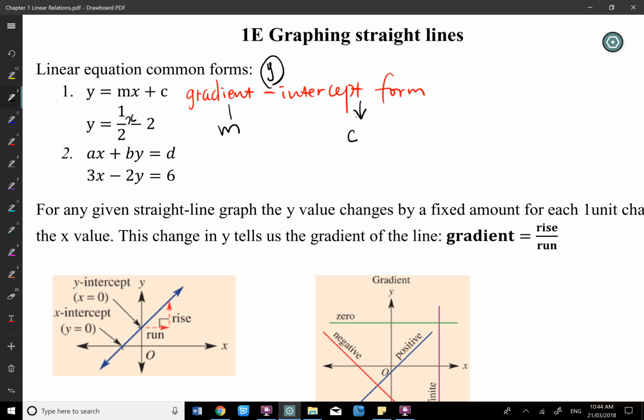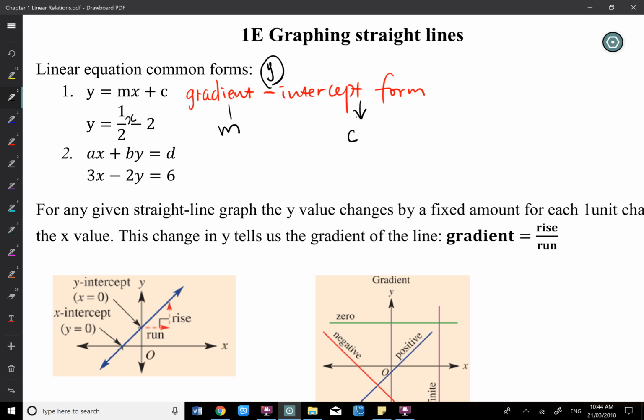So this is a general expression for a linear equation. y equals mx plus c. For example, y equals half x minus 2. That will be a linear equation. When you see things expressed in that form, you know this is a linear.